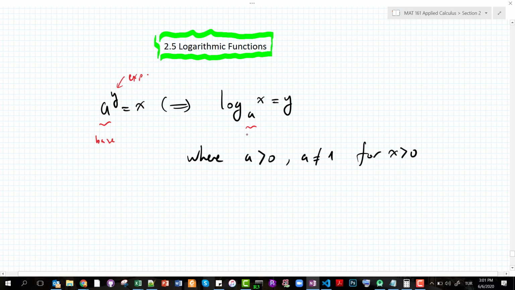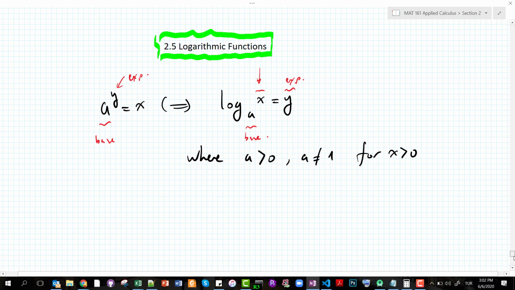The base will go here. It is still going to be the base, but your exponent will be here, and your result of this calculation will be right there, your logarithm value. Of course, we need to use a positive a value, since the exponential function definition requires it. A should be different than 1. And also, as you know, this calculation will always be positive. That's why you need to keep the x values positive.